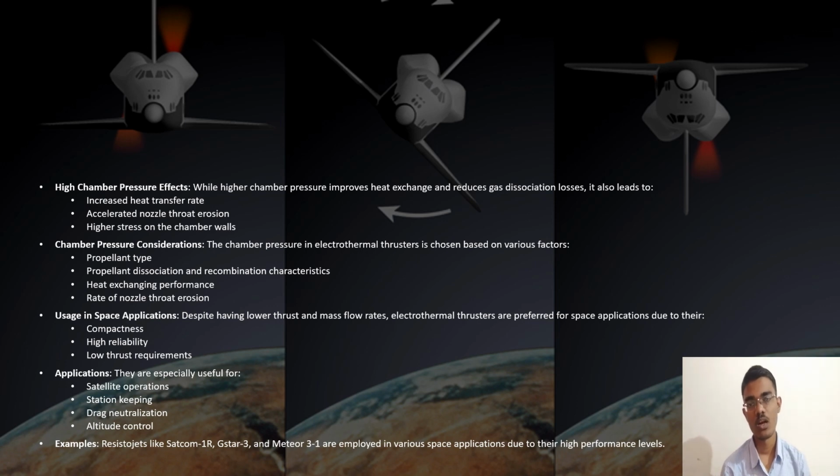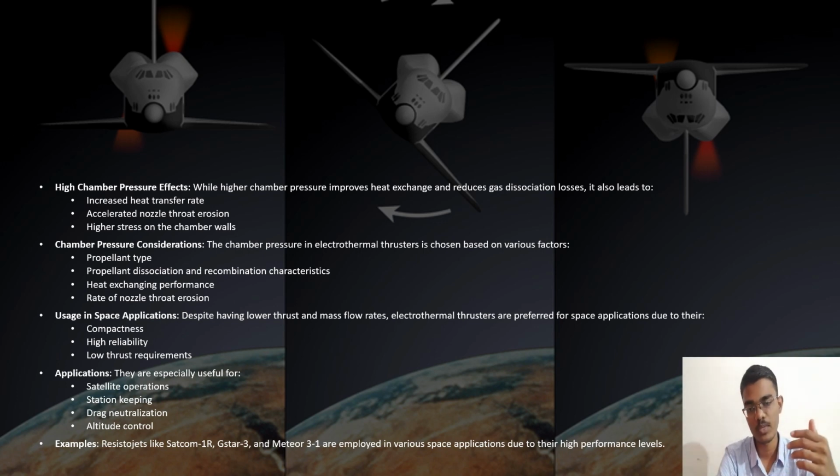Next, higher chamber pressure effect. While higher pressure improves the heat exchange and reduces the dissociation losses, it also leads to an increased heat transfer rate, accelerated nozzle throat erosion, and higher stress on the chamber walls. Next, chamber pressure consideration. The chamber pressure in electrothermal thrusters is chosen based on various factors: propellant type, propellant dissociation and recombination characteristics, heat exchanging performance, and rate of nozzle throat erosion.